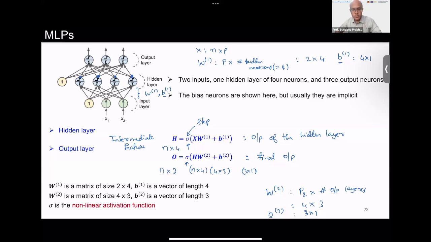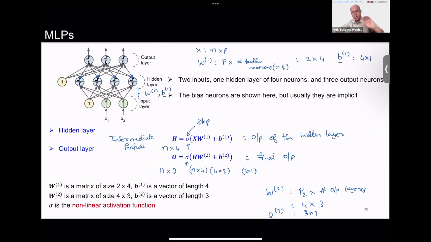Professor, can you repeat this? How we have calculated these weights and biases for different layers? You mean the dimensions? Yeah. Okay. So we have not yet computed the entries, what goes into W's and B's. That is what we will discuss as we progress.